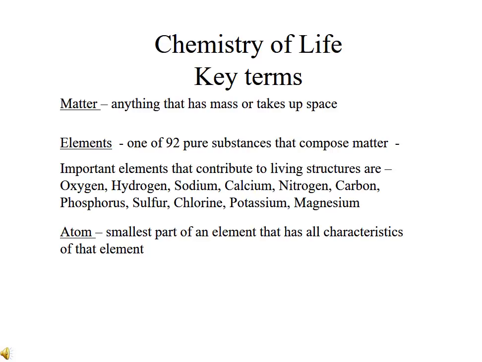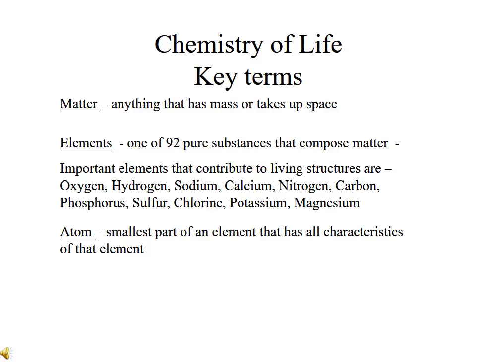Let's look at these substances. The important ones that you need to understand will be oxygen, hydrogen, sodium, calcium, nitrogen, carbon, phosphorus, sulfur, chlorine, potassium, and magnesium. These elements, for the most part, make up the bulk of living organisms. Now, if you look at calcium, for example, calcium will have unique chemical and physical properties. Carbon will have its unique chemical and physical properties, and so on.